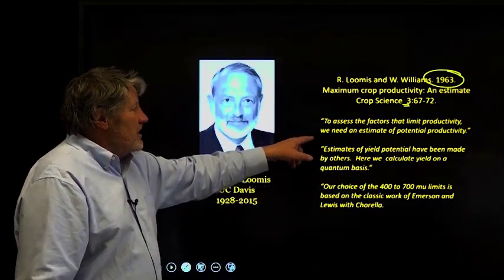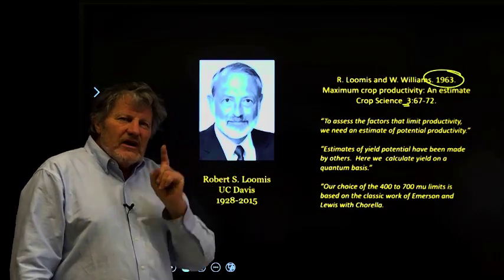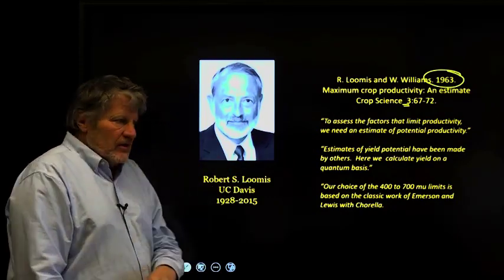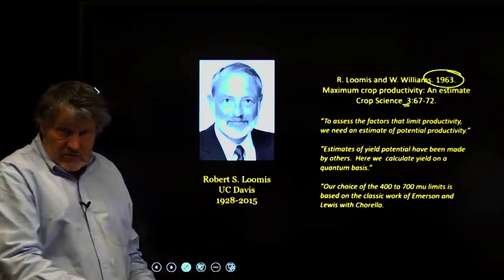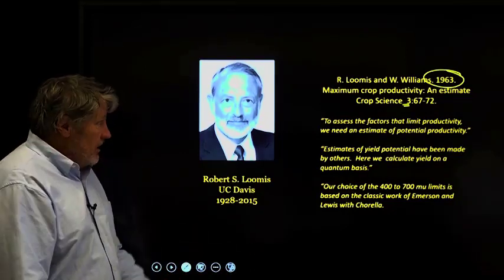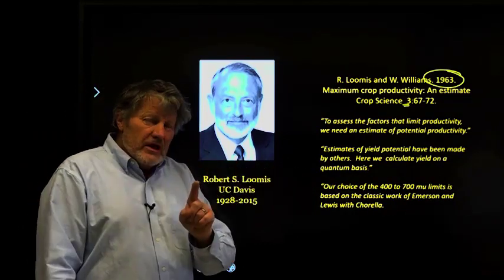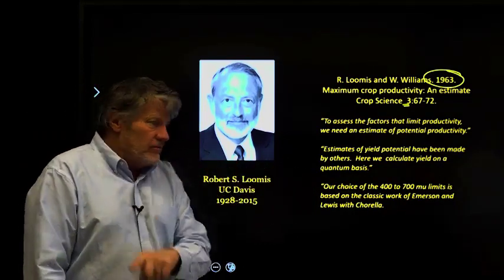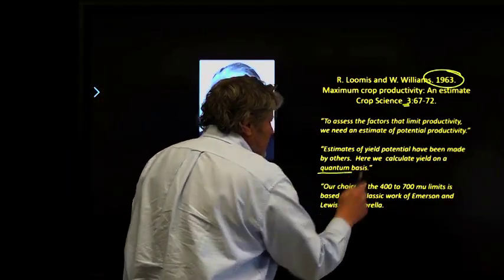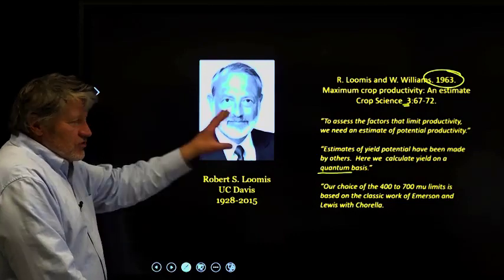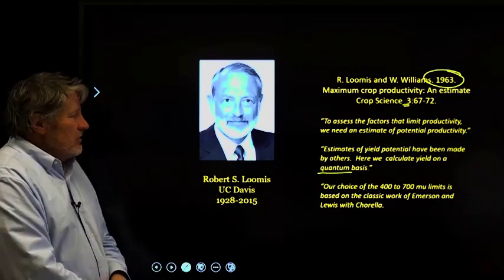To assess factors that limit productivity, we need an estimate of potential productivity. That was his goal, not what nitrogen and water limit. Estimates of yield potential have been done before. We calculate yield on a quantum basis. And by quantum, he means moles of photons. Moles of photons in, yield out.